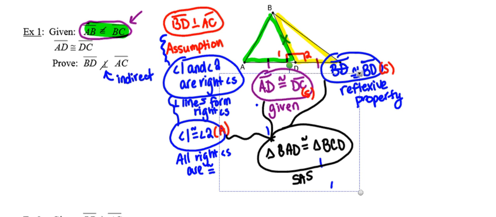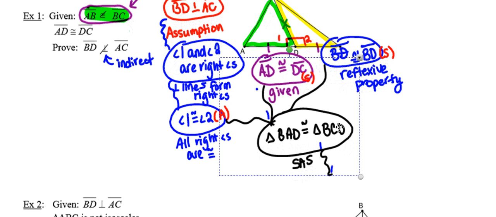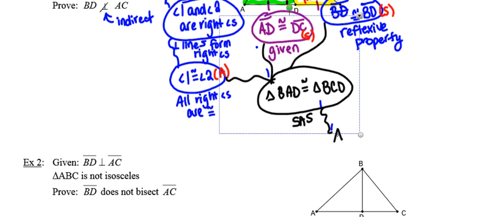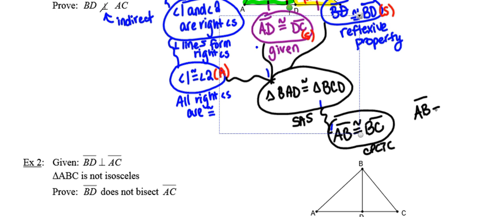The parts that I'm going to pull out are going to be the parts that go along with my given. So in this particular case, the parts that I'm going to pull out from those congruent triangles are sides AB and BC. And that's by CPCTC. And here's where I'm going to use that other given. We're told that segments AB and BC are not congruent. That's a given. And here's our contradiction.